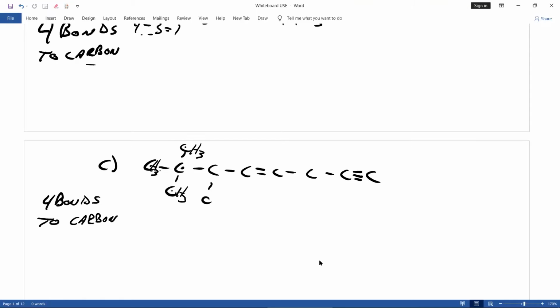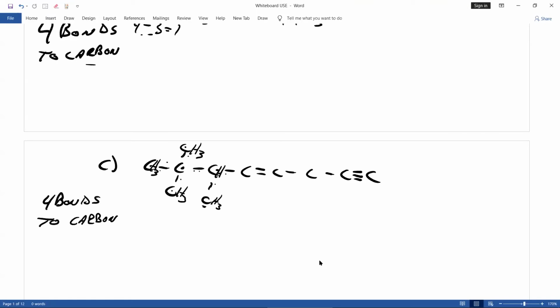Now, if we look at this carbon, it has 1, 2, 3, 4. 4 minus 4 is 0. I don't have to put any hydrogens in. Now, this carbon has 1 bond to it, so 4 minus 1 is 3. Now, this carbon has 1, 2, 3 bonds to it. 4 minus 3 is 1.